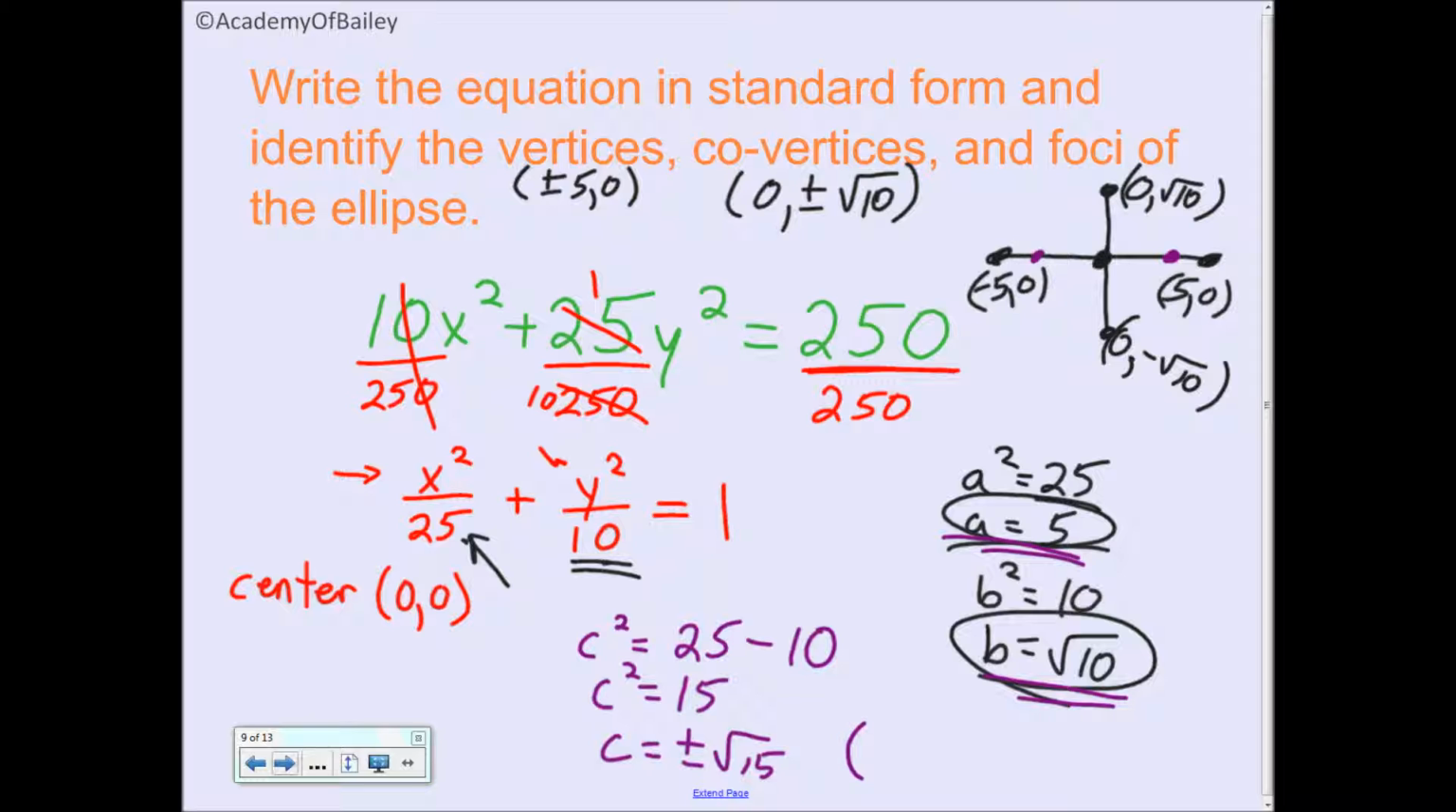And so that must mean that's going to be positive square root of 15, 0, and negative square root of 15, 0. Remember, the foci always lie on the major axis.